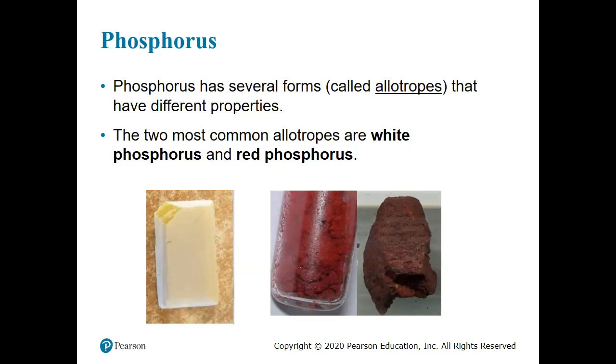And that's why diamond has its particularly hard shape and its very robust hardness as a property. So that's what allotropes are. And so we can see that different properties can come about as a result of different allotropes.